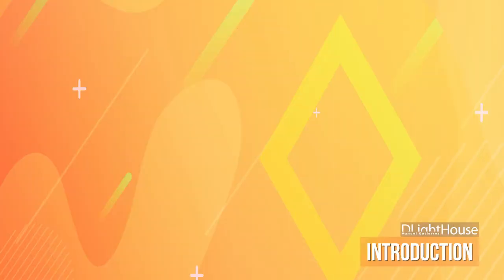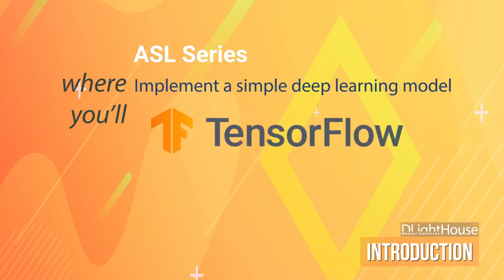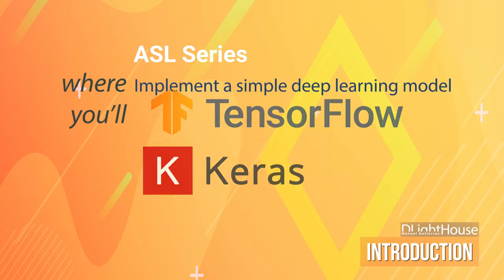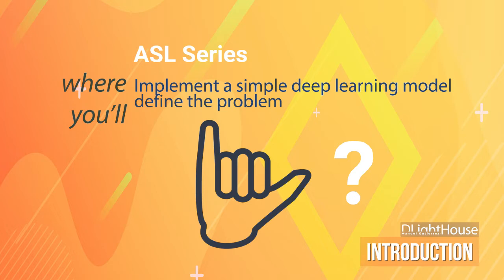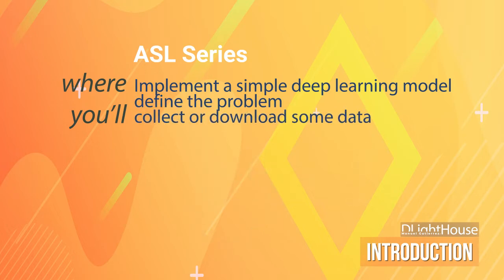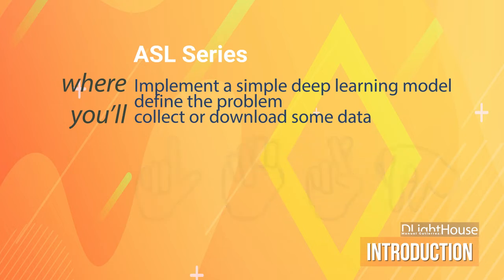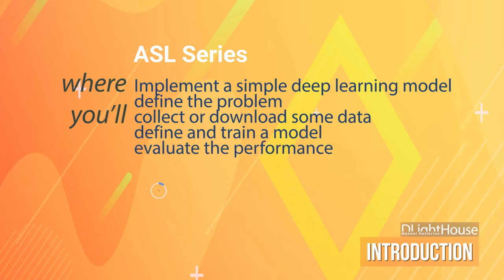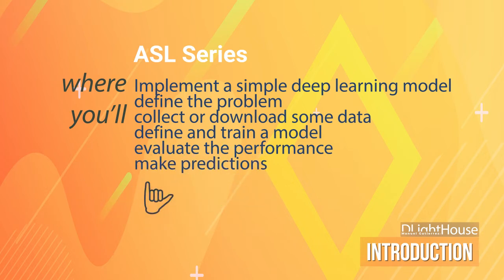Let's start! This video is part of the ASL classification series where you'll implement a simple deep learning model using TensorFlow and Keras for classifying images. First, we define the problem that we want to solve, identifying hand signs for the American Sign Language, ASL. Then, we collect or download some data representing examples of what we want to learn how to classify: images of hands representing the ASL fingerspelling signs. We define and train a model that can capture, learn, and classify the visual data. We evaluate the performance of the model to see how well it is classifying images. Finally, we use the trained model for predicting hand signs. This video.